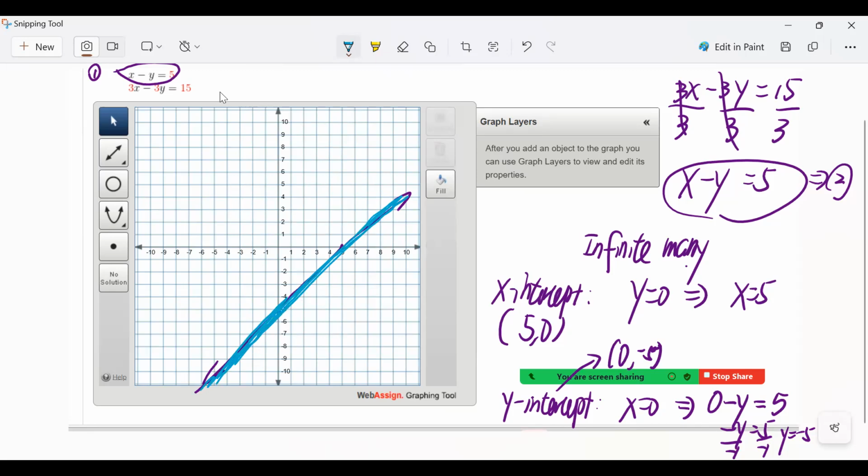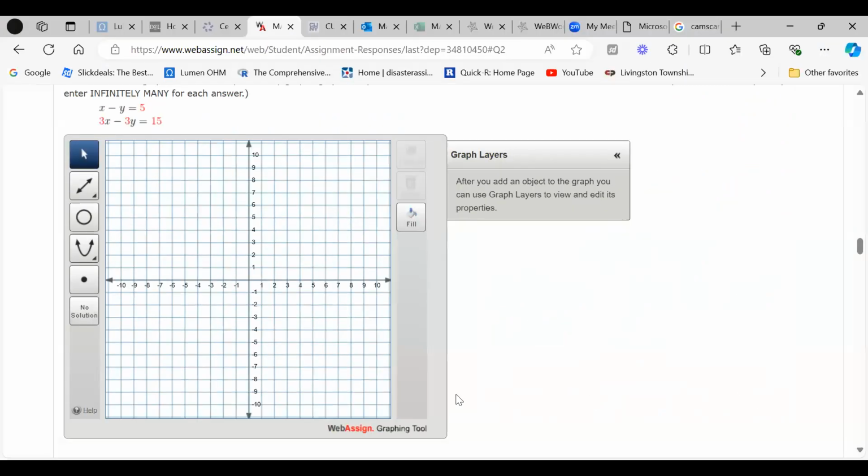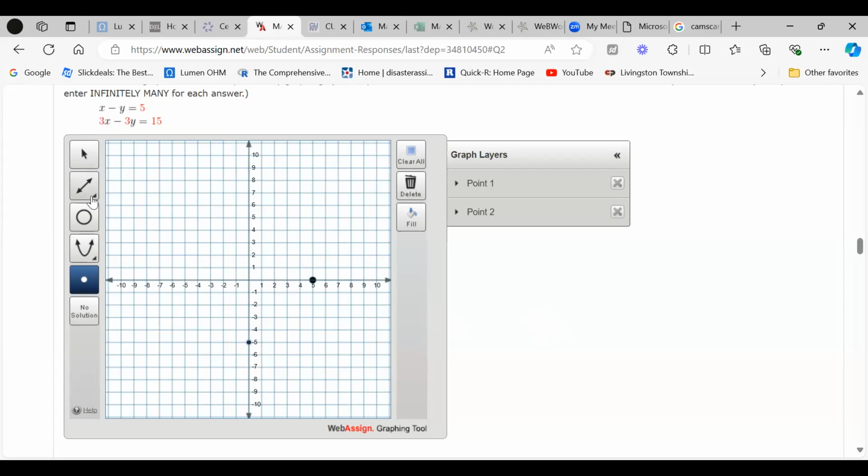So if you go back to this, we will graph the line. The x-intercept is (5, 0), and then the y-intercept is the other intercept. Yep, and then just draw a line, right? Then the line.